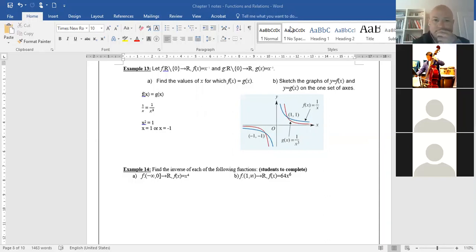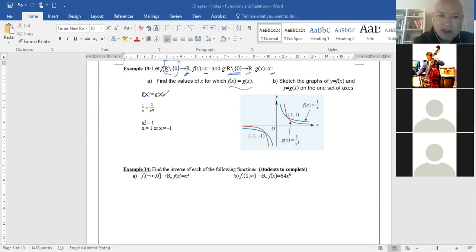Okay, next example. Let f be a function from the reals excluding 0, remember, that is the domain. That is the codomain only, it's not the range. f of x equals x to the power of -1. And g from the reals excluding 0, again our domain, to our codomain, where g of x equals x to the power of -3. Find the values of x for which they are equal.